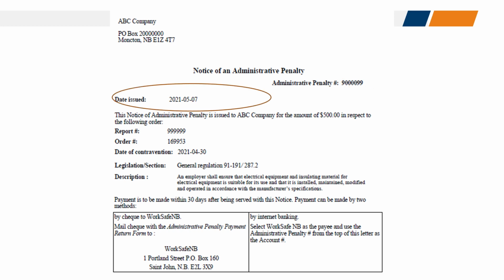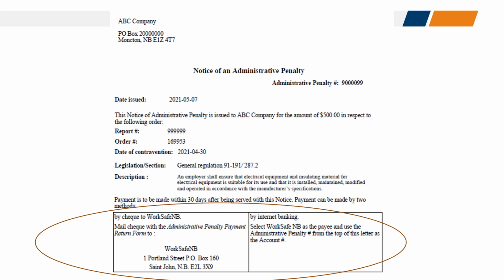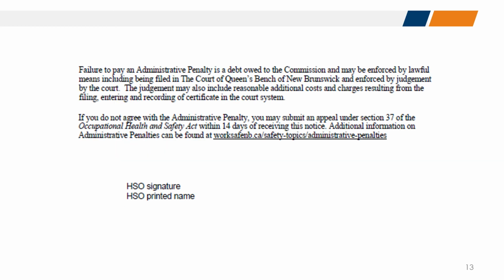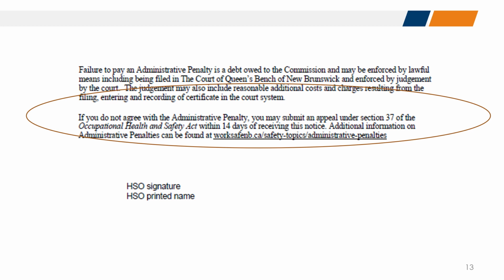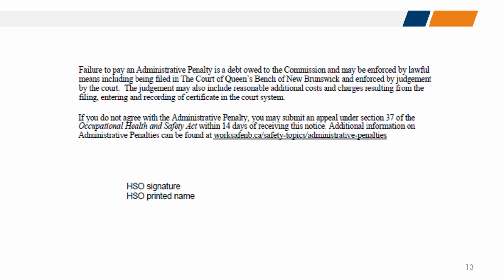We also have the date that it was issued, the amount of the administrative penalty, the inspection report and order number that it relates to, the legislation that it refers to, as well as how to pay for the administrative penalty. We can see that it is by check or by internet banking. Toward the bottom of the notice, it explains the consequences of not paying the administrative penalty, as well as how to appeal the administrative penalty. At the very bottom, you can see the name and signature of the health and safety officer who issued the administrative penalty.